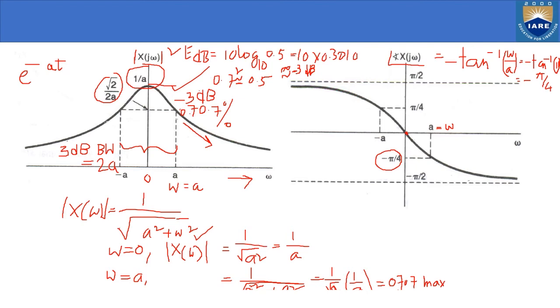Similarly, at omega equal to minus A, I have plus pi by 4. Similarly at other frequencies. This is the negative side, and this is the positive side. So the phase function is an odd symmetric function, and the magnitude is an even symmetric function. That is what is in this case. For this example, this is what you can derive.